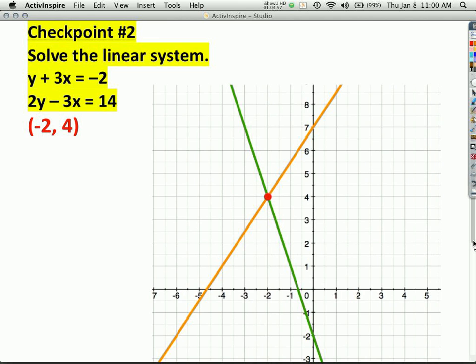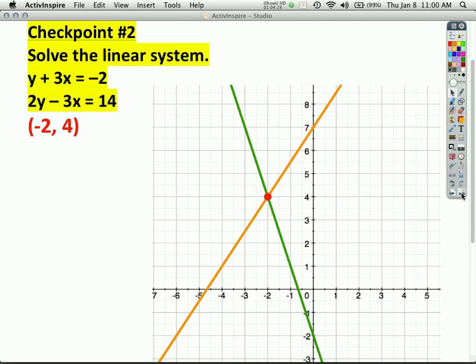I graphed the system, and what do you notice about where they cross? Where is it? It's -2, 4. Of course it is. That's the whole point. Using elimination is a technique that allows us to skip over drawing this. It gets us this without having to draw the whole picture. That's the whole point. It's much more efficient. Does anyone have any questions about that?